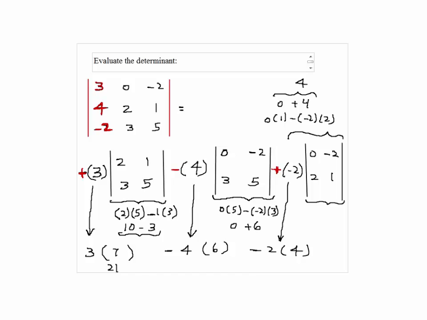So it would be 21 minus 24 minus 8, and the answer is equal to 21 minus 24 minus 8, which would be minus 11. That would be the final result here for the determinant of this 3 by 3 matrix.